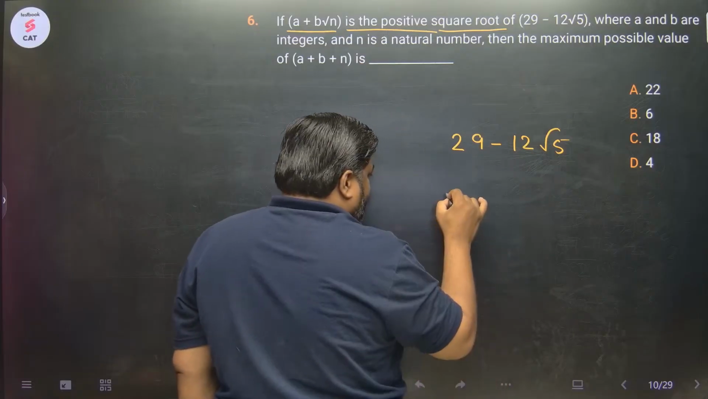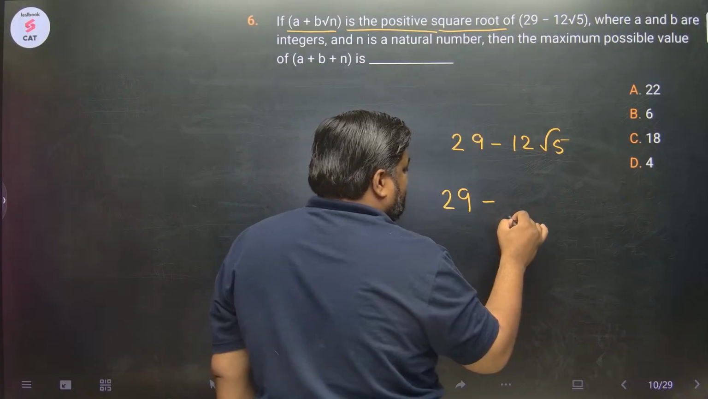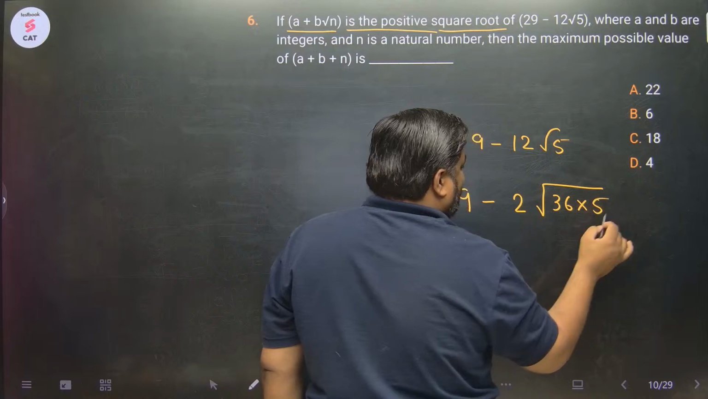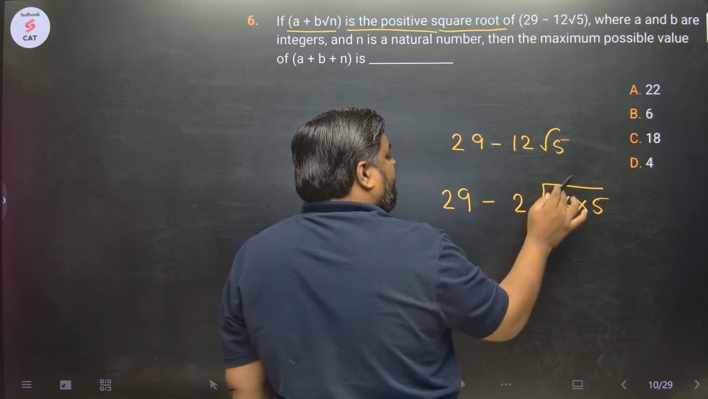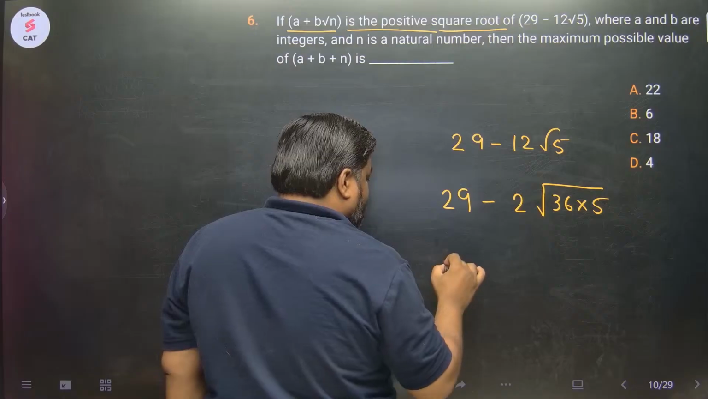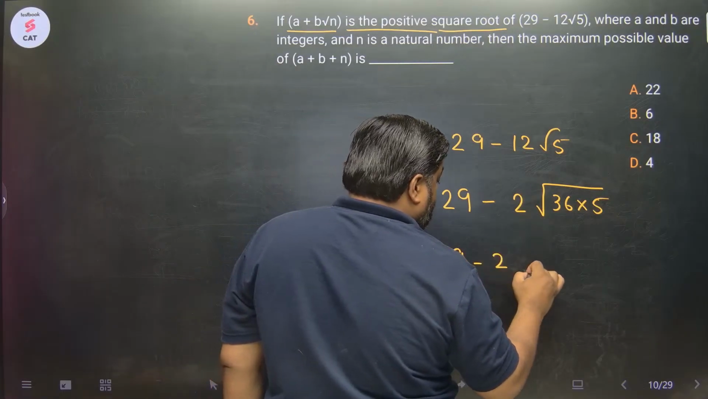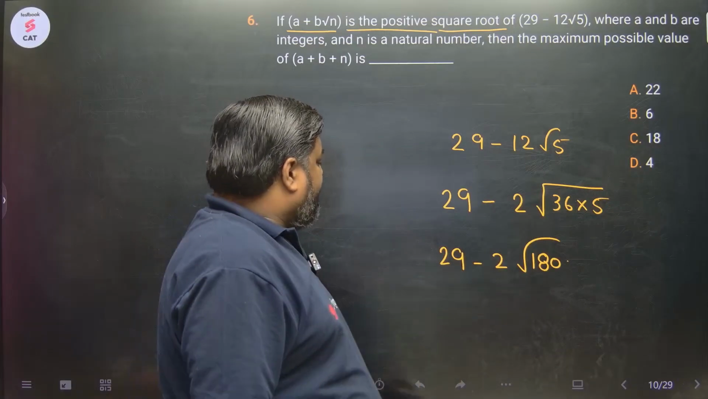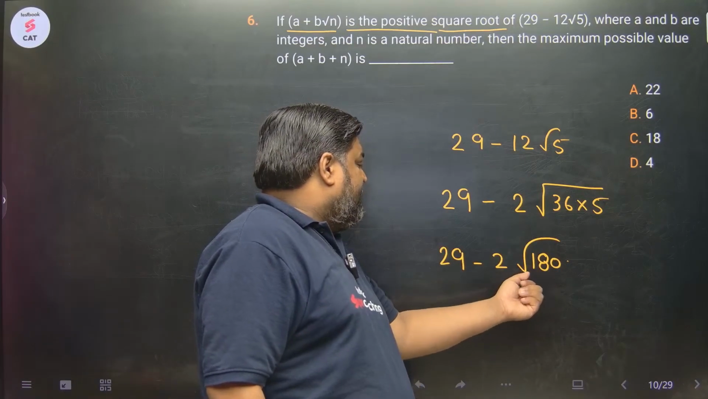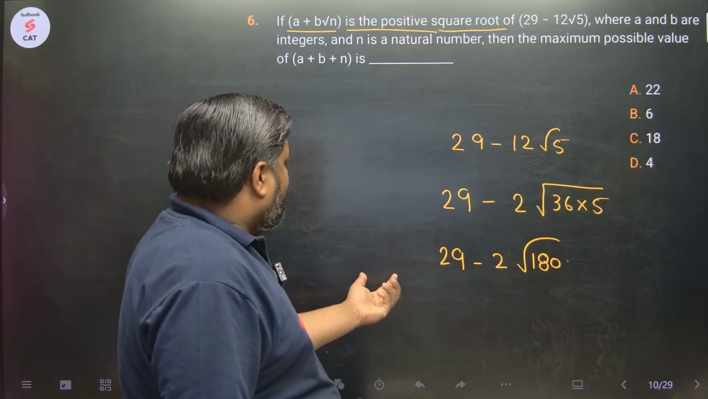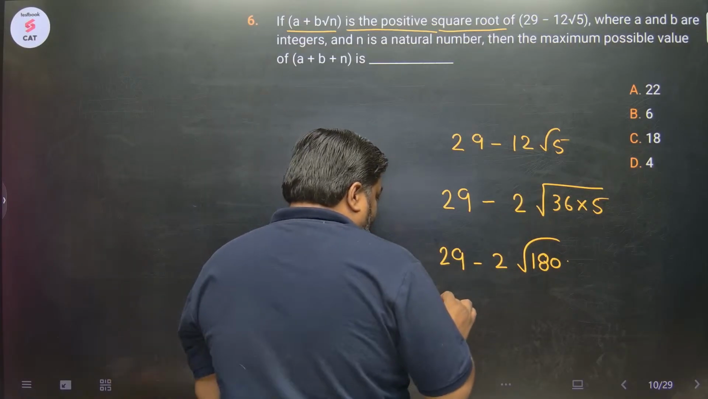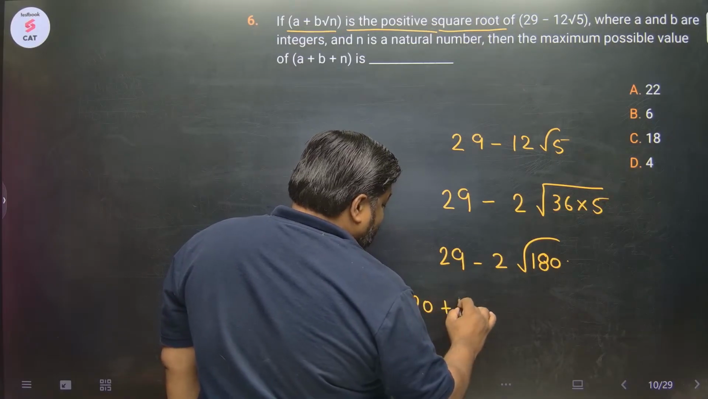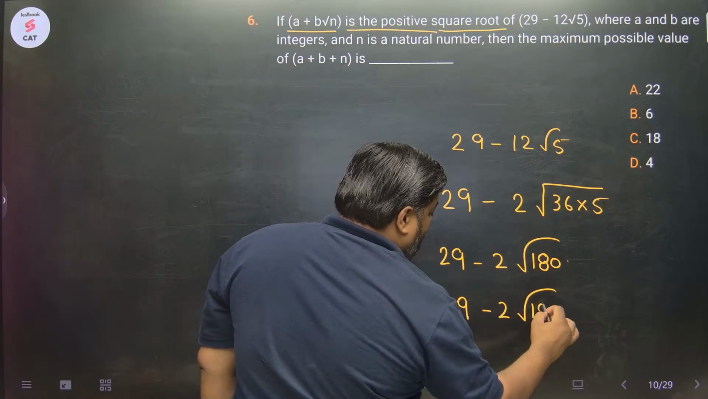Look, what we can do, I can write this as 29 minus 2 into 36 into 5. I mean, I took the 6 inside, so that will become 36 into 5. So this becomes 29 minus 2 root 180. Now this will behave as my ab, where ab is 180, so a square and b square. Very good. I can rewrite this as 20 plus 9 minus 2 root 180.